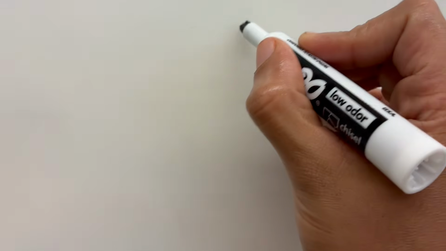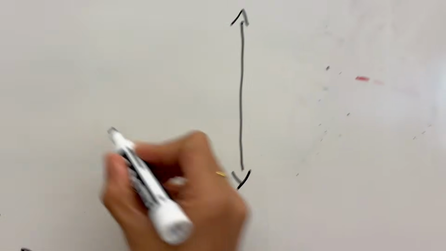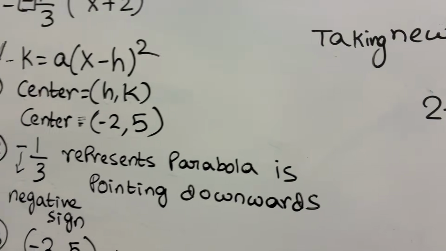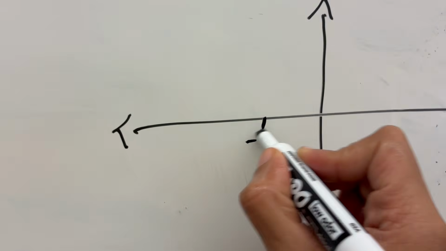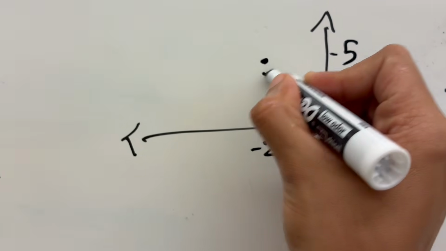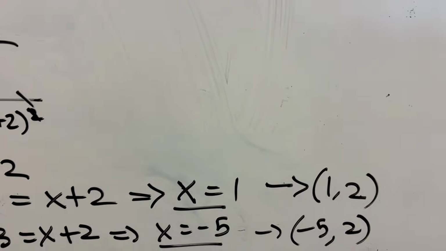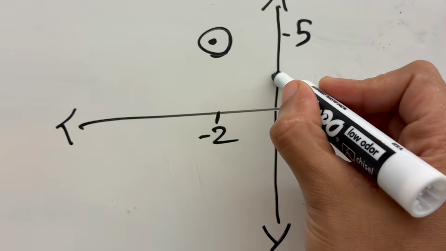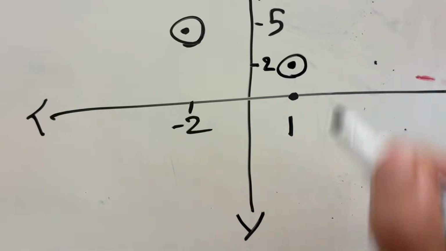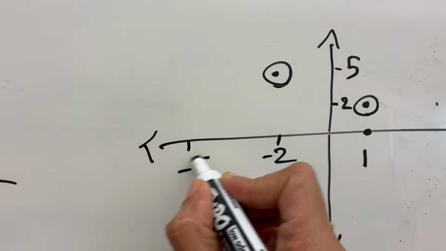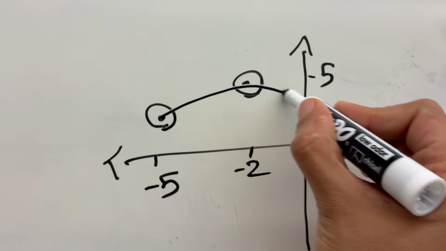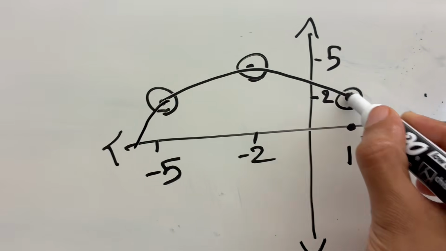Now let's plot it. So this is my graph here. So my center is minus 2 and 5. So this is minus 2 and this is 5. This is my center. And my two other points are 1 comma 2 is my first point. So this is my 1, and let's take this value as 2. Plot this point. And my second point is minus 5 comma 2. So this is minus 5 and 2. So now let's join the points and this becomes the parabola. It goes down.